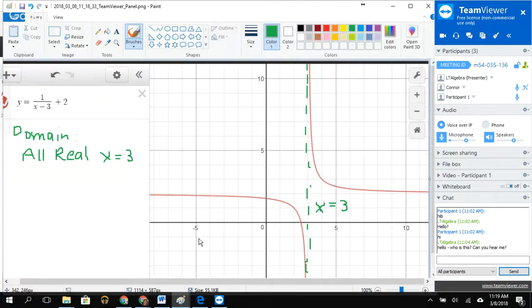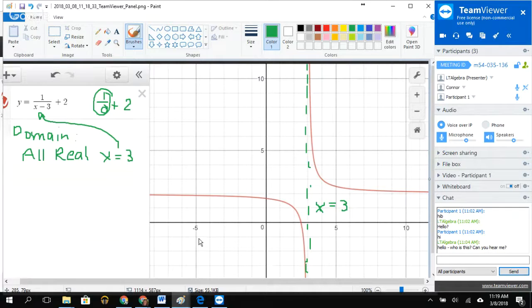Now, again, let's figure out why that is. Well, if x equals 3, if I plug that in there, then this is going to be 3 minus 3, and I'm going to get 1 over 0 plus 2. Can I ever divide by 0?